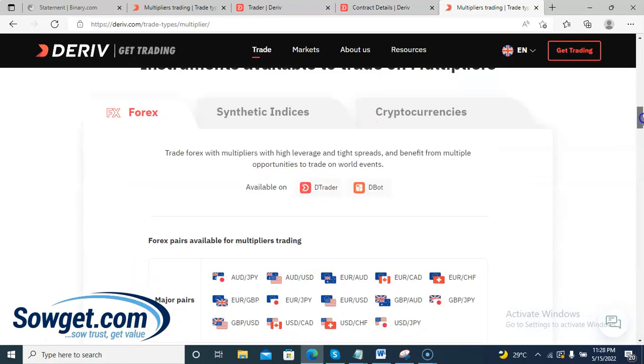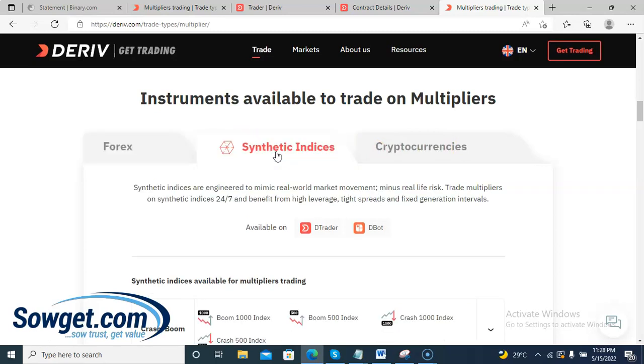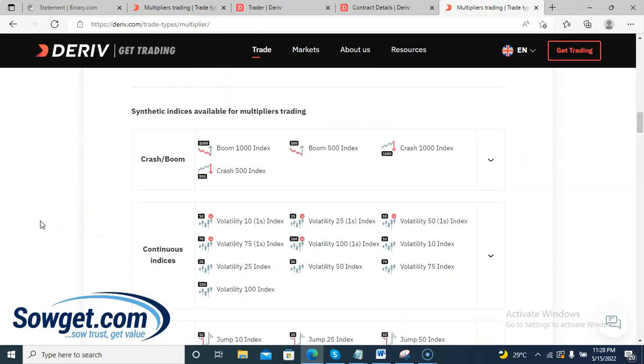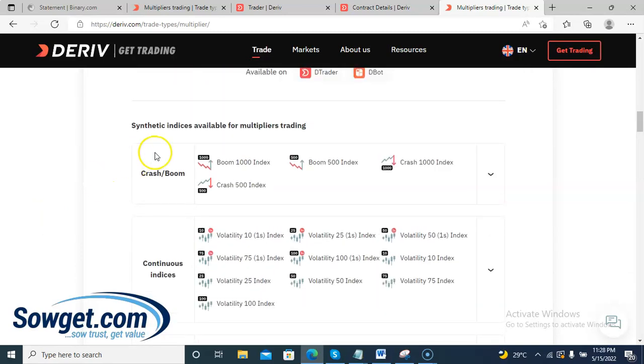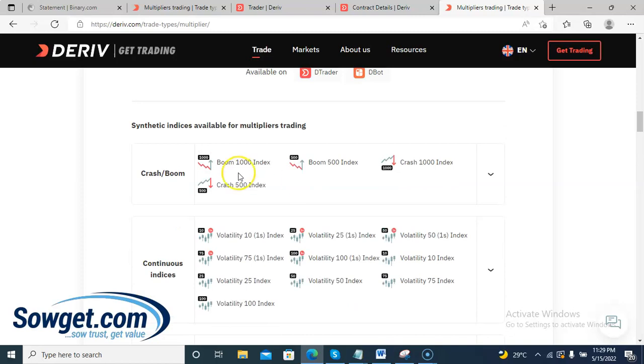So you see what it says: instruments available to trade on multipliers. You can use it on Forex, synthetic indices, and cryptos, but not all cryptos, not all Forex. If I click on synthetic indices, we will see all the different kinds of synthetic indices that we can use it on. So here we have them: synthetic indices available for multiplier trading. These are the different types of market that you can use multipliers on. So just be aware of that.